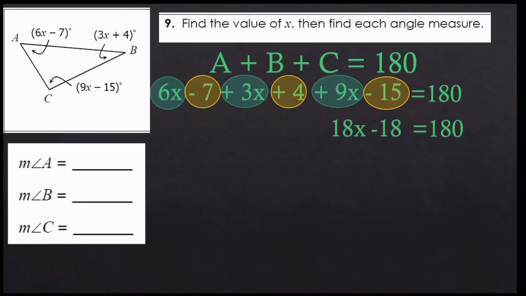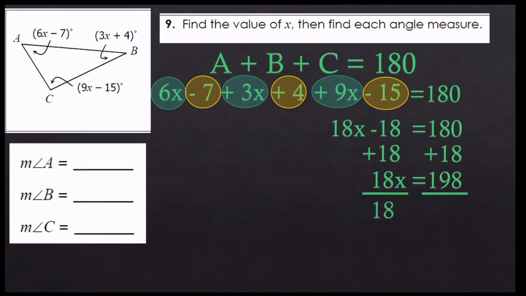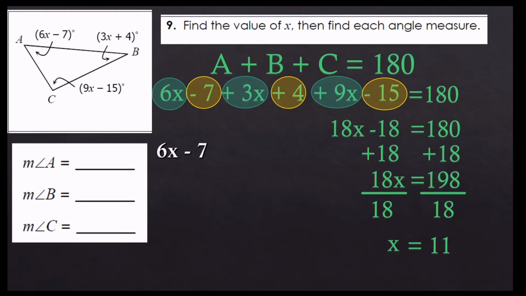That still equals 180. I solve my equation by adding 18 to both sides, so that 18x equals 198. I divide both sides by 18, so that x equals 11. So, did I answer my question? The answer is partly. My question said find the value of x. I did that. The value of x is 11. But then it says find each angle measure. So I'm going to have to take 11 and plug it back into each angle.